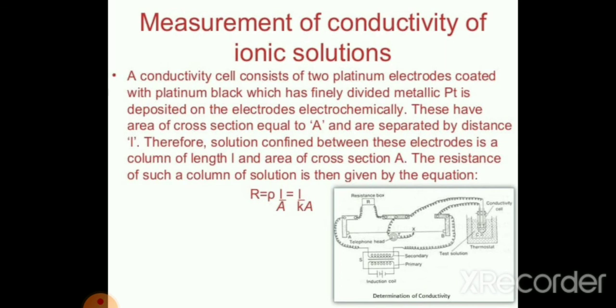So what will be rho equal to? If 1 by rho is equal to kappa, rho will be equal to 1 by kappa. So rho can be written as 1 by kappa. That is how we get the equation R is equal to 1 by kappa into L by A.